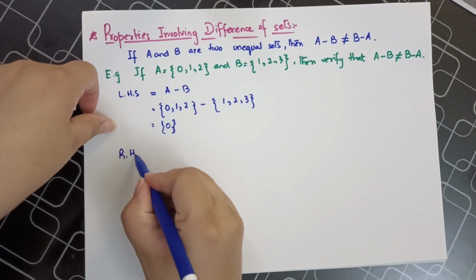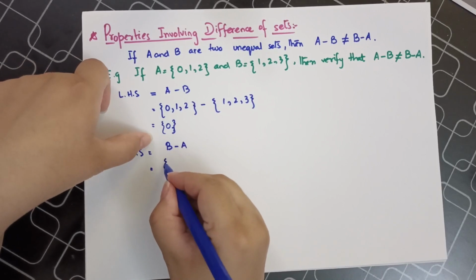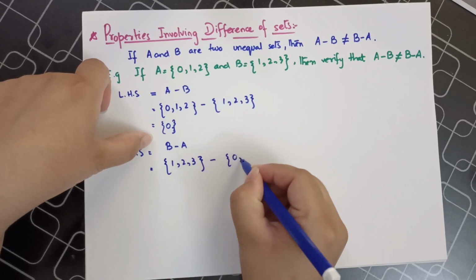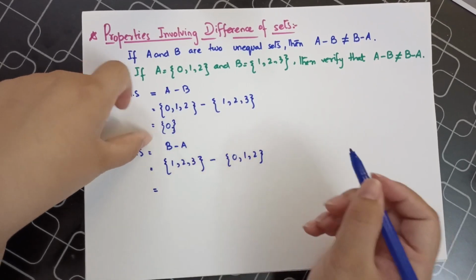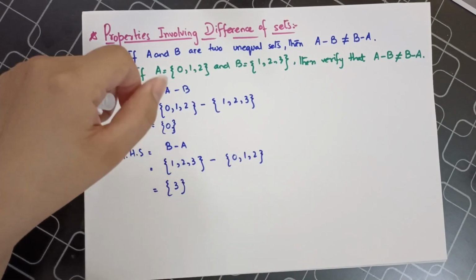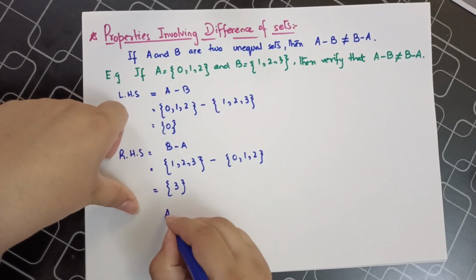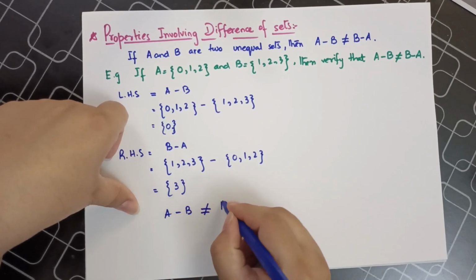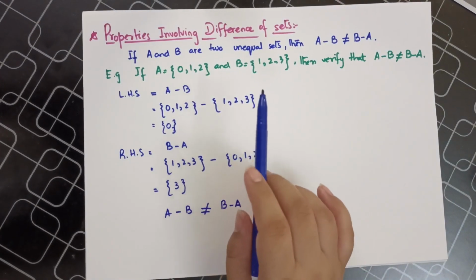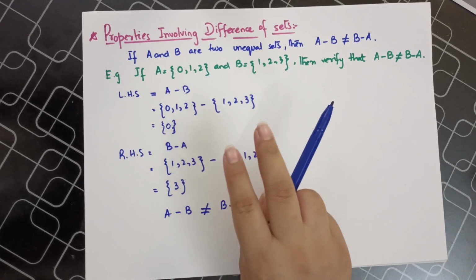Now, coming towards the right hand side, which is B minus A, you write B, 1, 2, 3 minus 0, 1, 2. Here, when we are subtracting, 1 is subtracted, 2 is subtracted. The element that is left is 3. So here the element 0 is left and here the element 3 is left. So A minus B is certainly not equal to B minus A. This is the only property that involves a difference of sets, because we take the difference of sets between two sets only at this level.